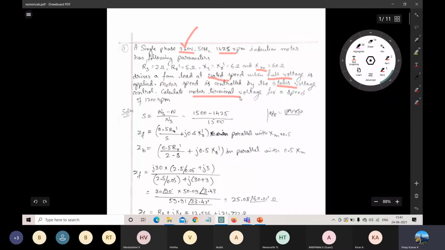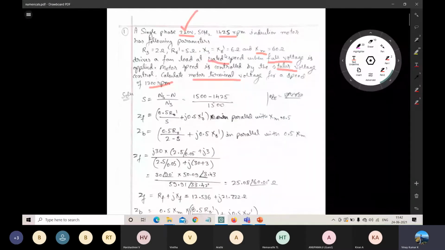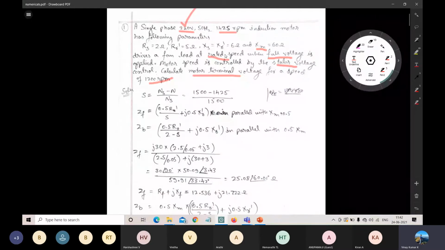So in the problem he has given the speed of an induction motor. So we need to calculate the slip of the induction motor, and ZF and ZB, the forward field and the backward field impedances. So the forward field, this we studied yesterday.